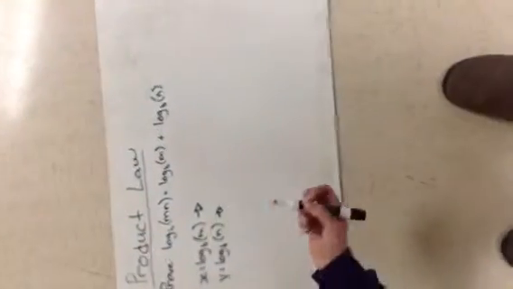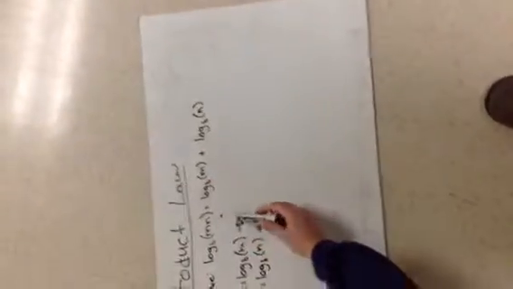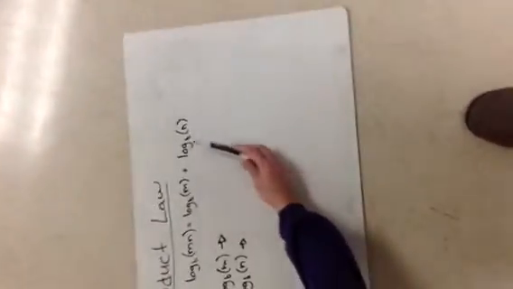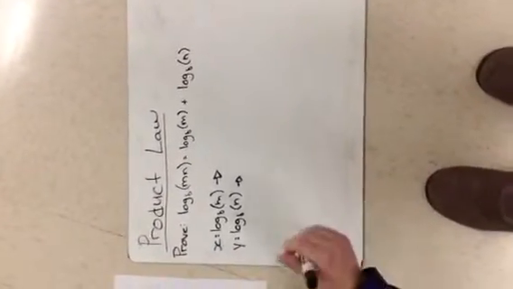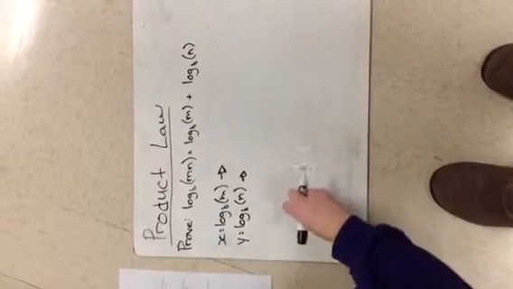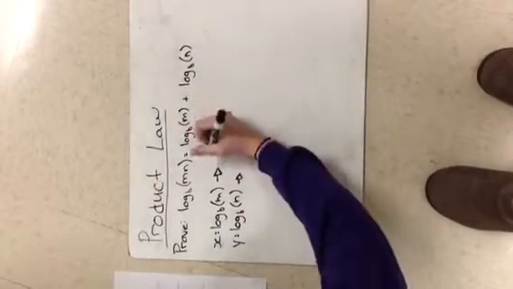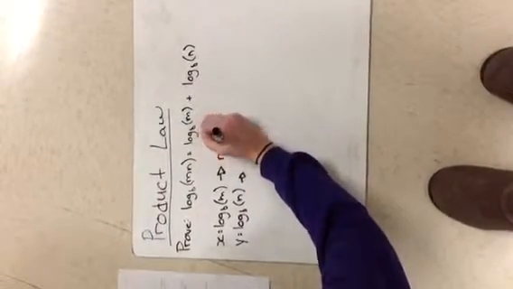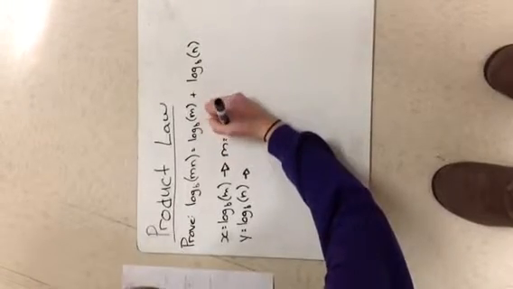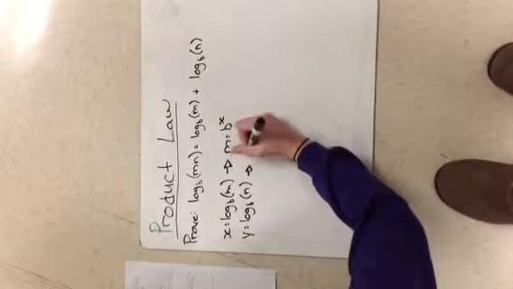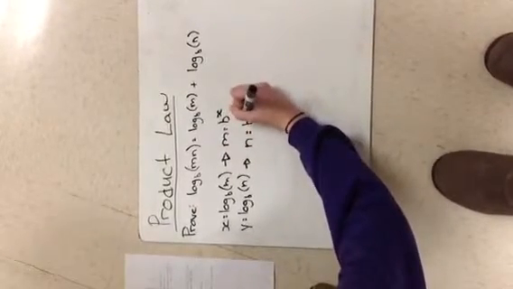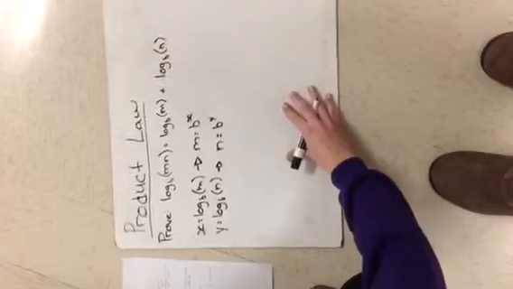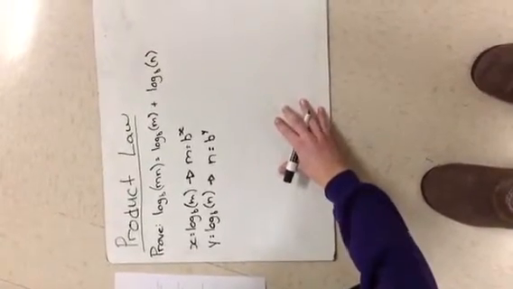This is the product law, and we have to prove that log b mn equals log b m plus log b n. So we're going to let x equal log b m and y equals log b n. So now we have to rearrange and find out what m and n equals. So for x, we can say that m equals b to the x. And then for y, we can say that n equals b to the y.